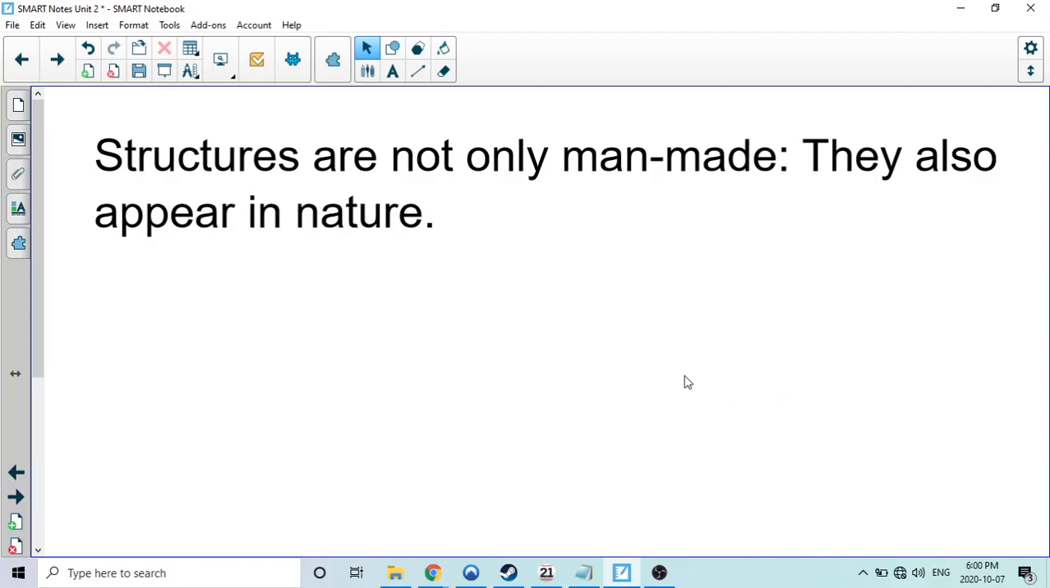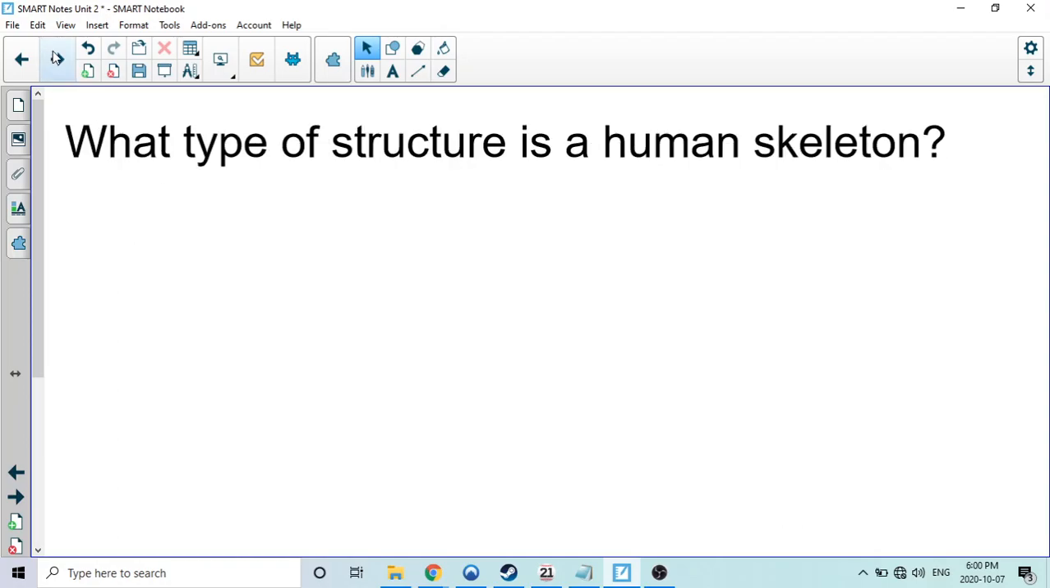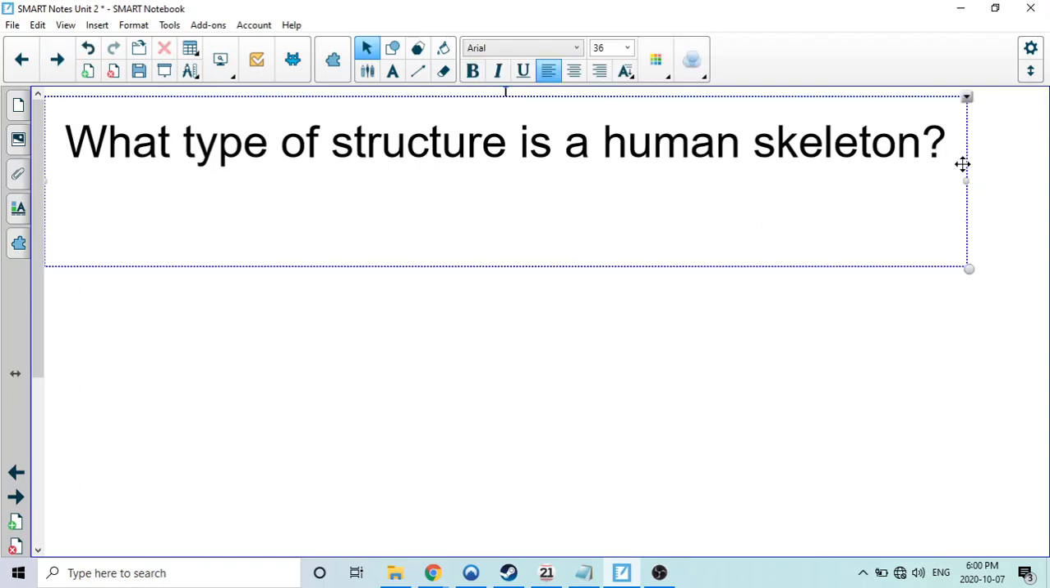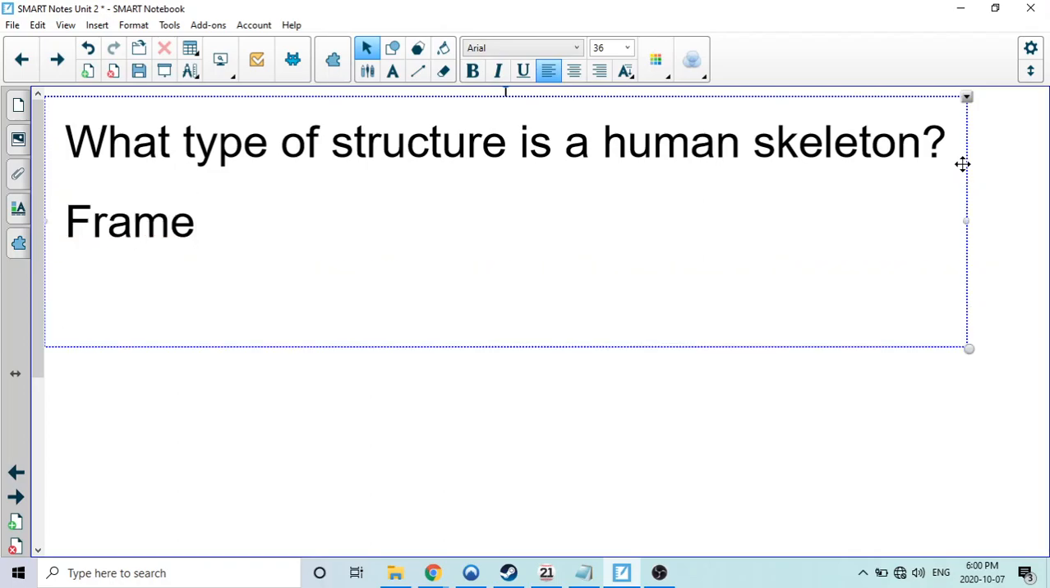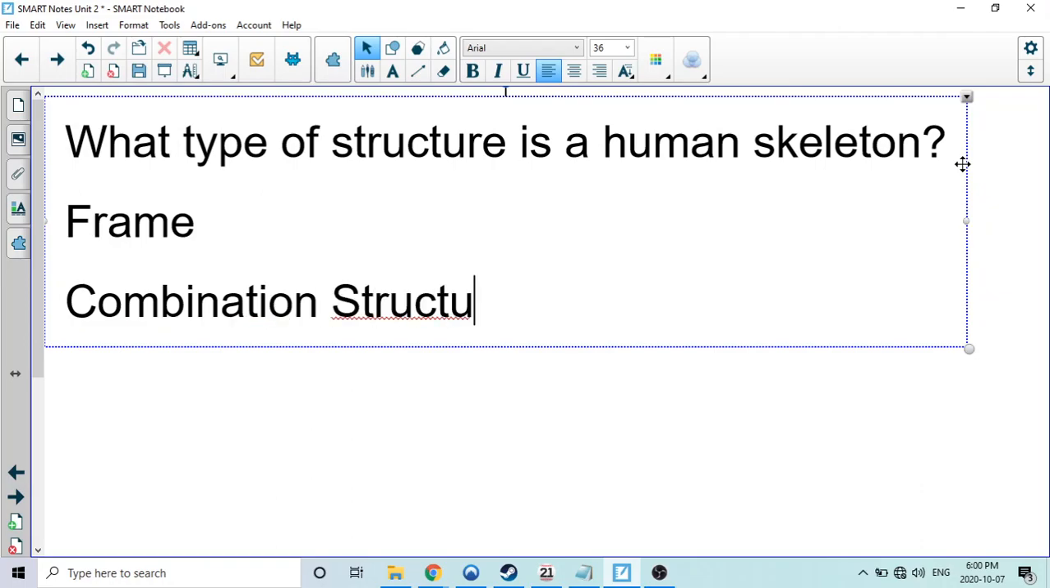All right, so to get started, structures are not only man made, they also appear in nature, right? We know this. You look outside, you see a tree, that's a structure. Bushes, animal skeletons, things like this. Speaking of, well, what type of structure is a human skeleton? Well, it's a bunch of different component parts, so I would call it a frame. I could call it a combination, right? Could call it that too.